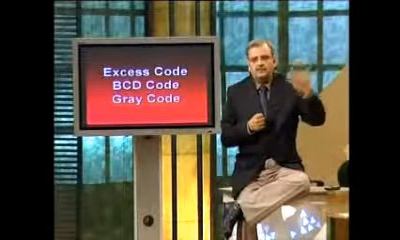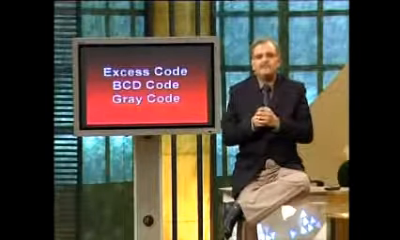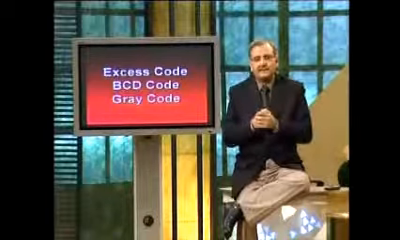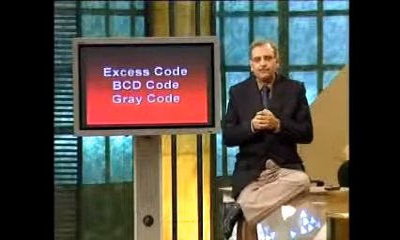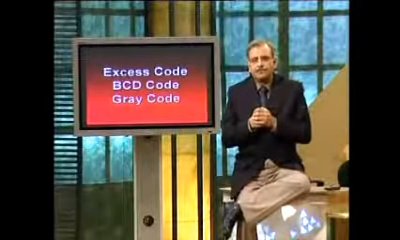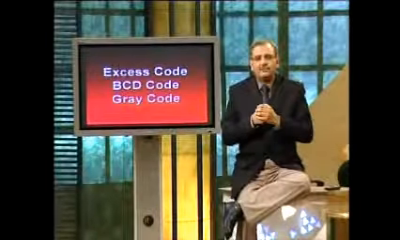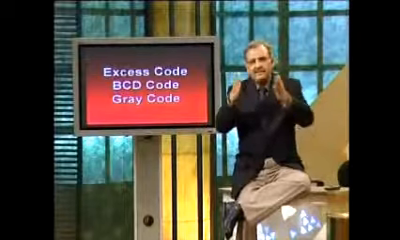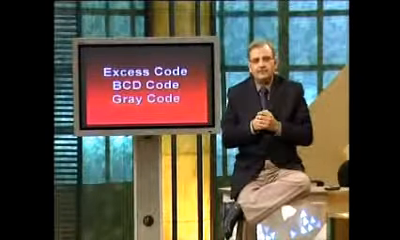The alternate methods which we would be discussing: the first method is the excess code, the second method is the BCD code, and the third alternate way of representing binary numbers is the gray code. What is the excess code? Excess code or biased code is used by the floating point numbers. Why did we use the biased number or the code with the floating point numbers?